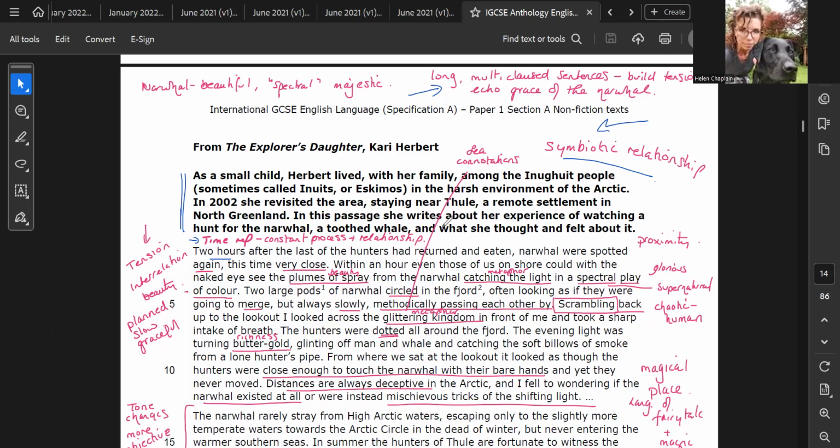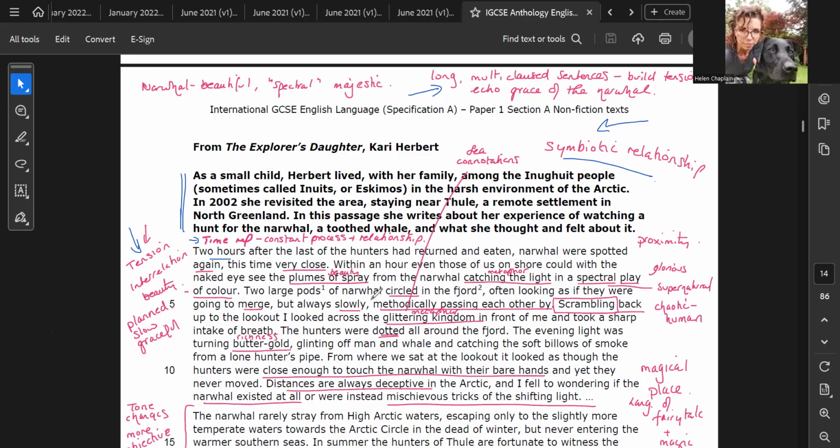The hunters return and eat, and then the narwhal are back. So this is an ongoing process. They're spotted again, this time very close. So we've got that proximity of the people and the animals, and straight away that idea of the tension and the interaction between the two of them. Within an hour, even those of us on shore could see the plumes of spray.